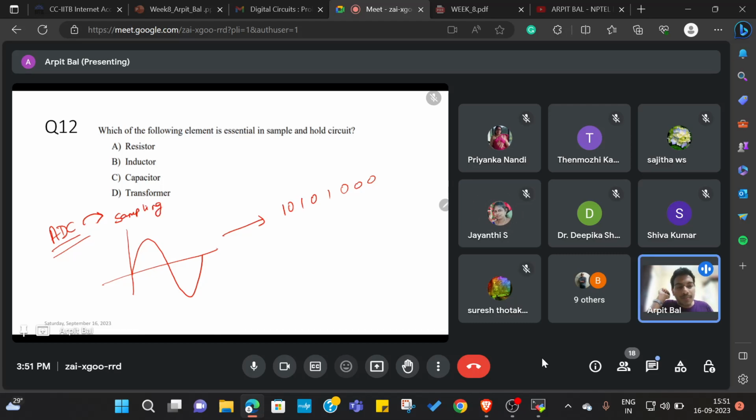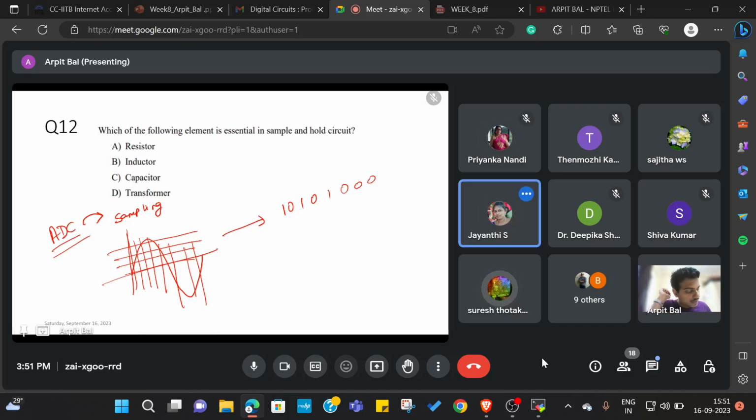So what do we do in sampling? Analog to discrete. Correct. Yeah. You're getting PAM. When you mention discrete, discrete can be either in this format, or it can be in this format. So are you referring to the vertical lines or the horizontal lines? Vertical. With respect to time. Yeah, so discretization in time is called sampling. And once it is sampled, that value is held for some time.